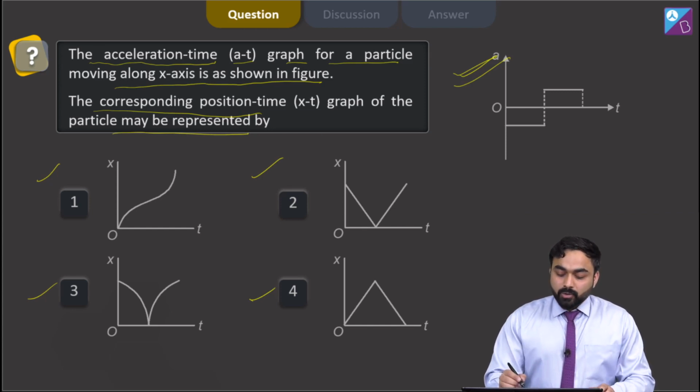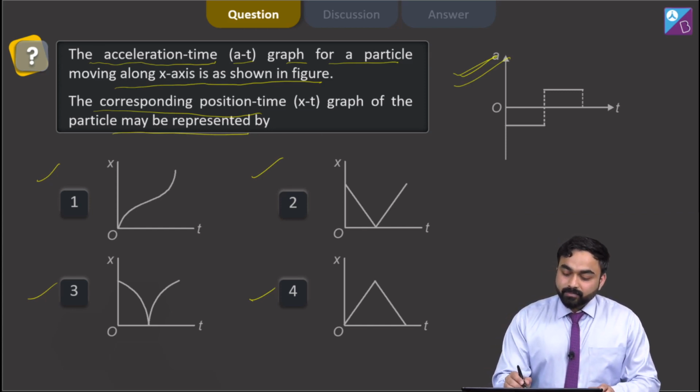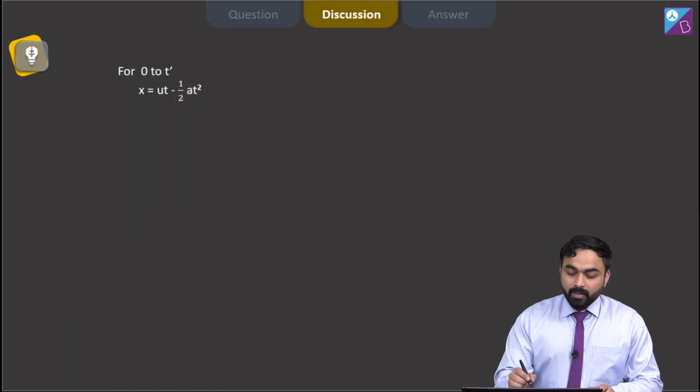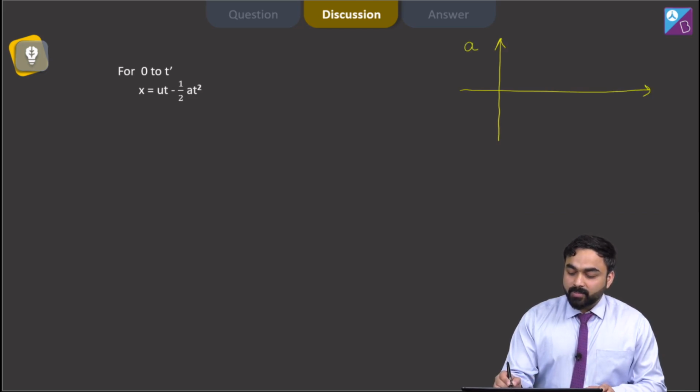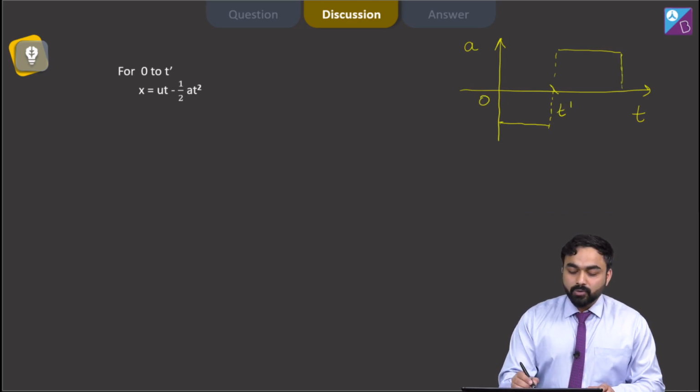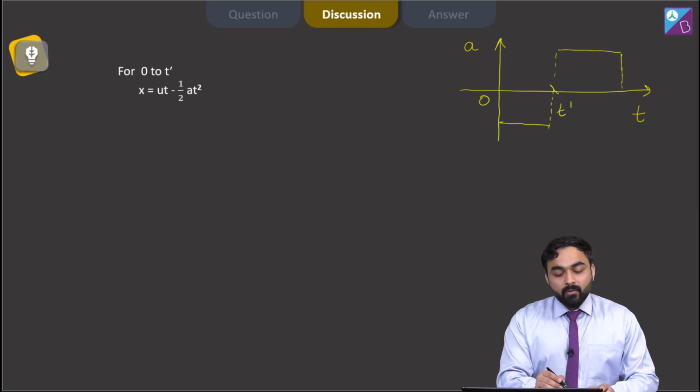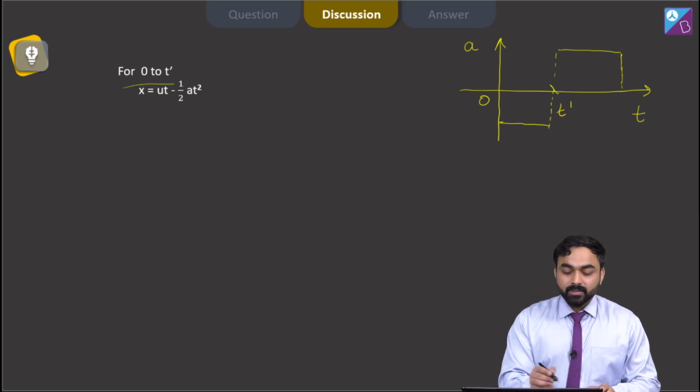Okay. So here you can see that if I draw this graph here, this is my acceleration time graph that is given to me. Correct? So you can see here that for 0 to t dash, acceleration is negative. Correct? Acceleration is negative.